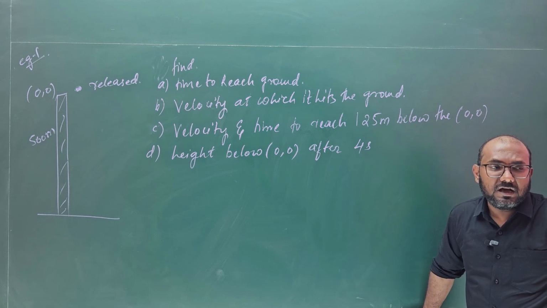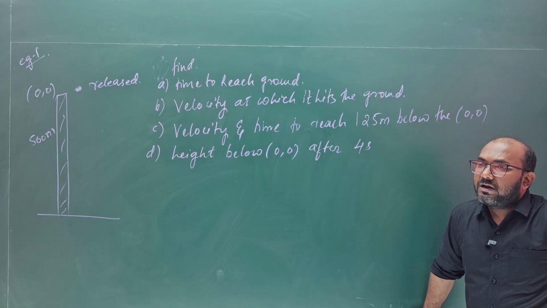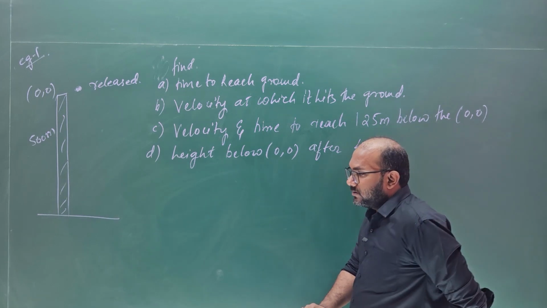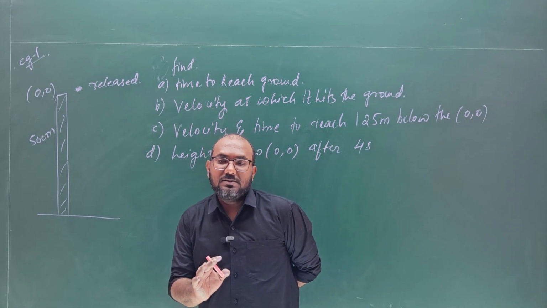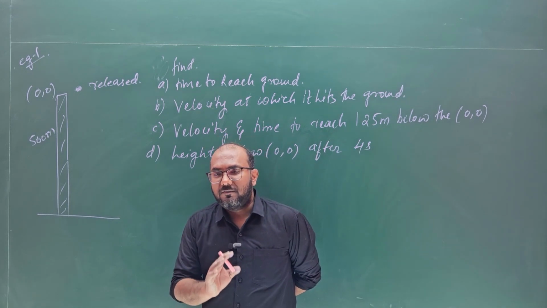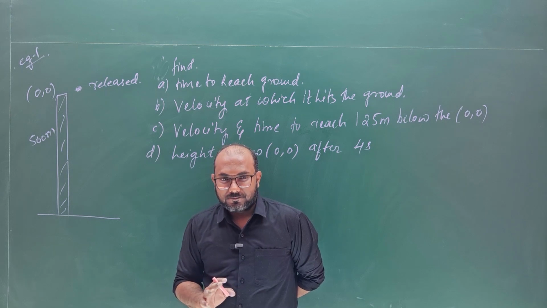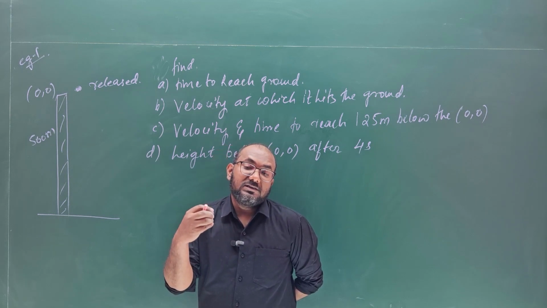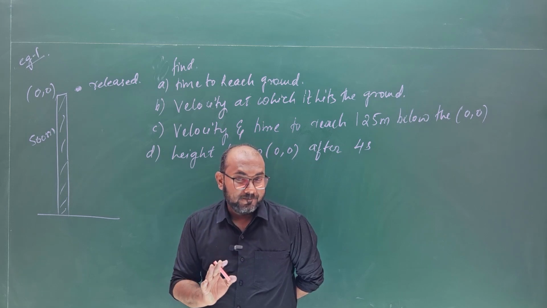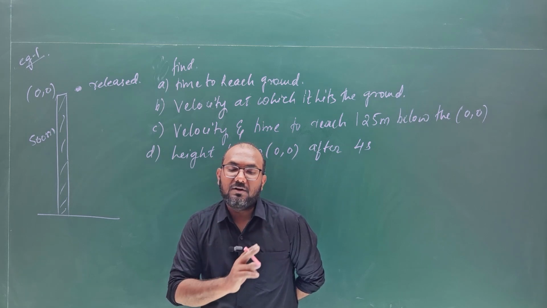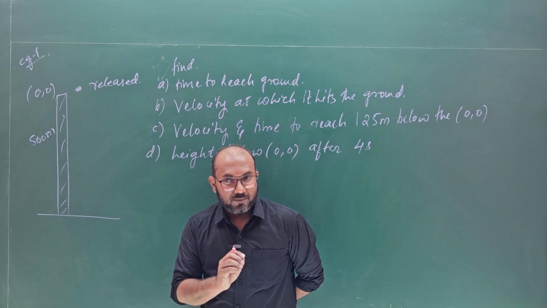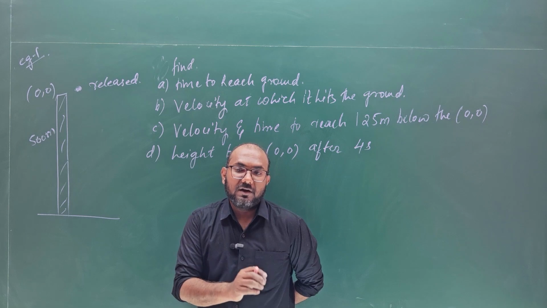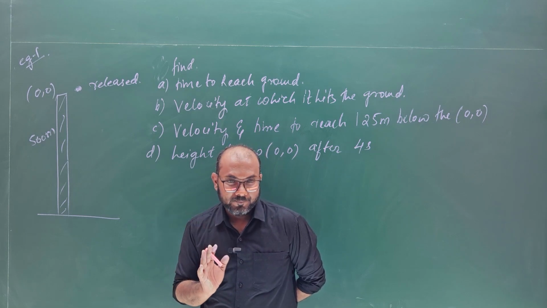s equals ut plus half at square. And v square minus u square equals 2as. And the third equation is v equals u plus at. If I remember all these three equations, that is enough to cover mechanics. Yes, seriously I am telling you. For chapter 1 and chapter 2, it is enough to remember these three. All you need to remember is when you should consider positive, when negative, what you should consider zero, and what you should not consider.